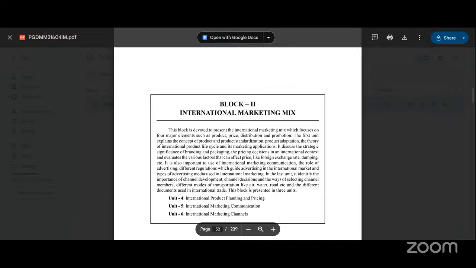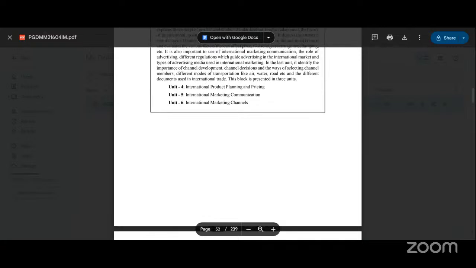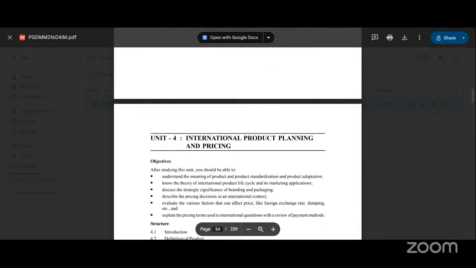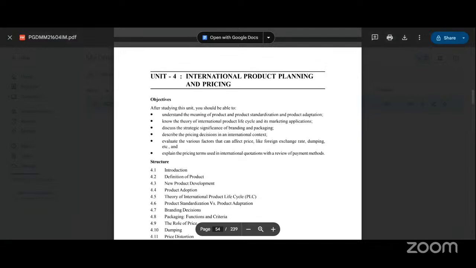The first unit explains the concept of product and product standardization, product adaptation, the theory of international product life cycle, and its marketing applications. So, let us jump in to Unit 4, International Product Planning and Pricing.